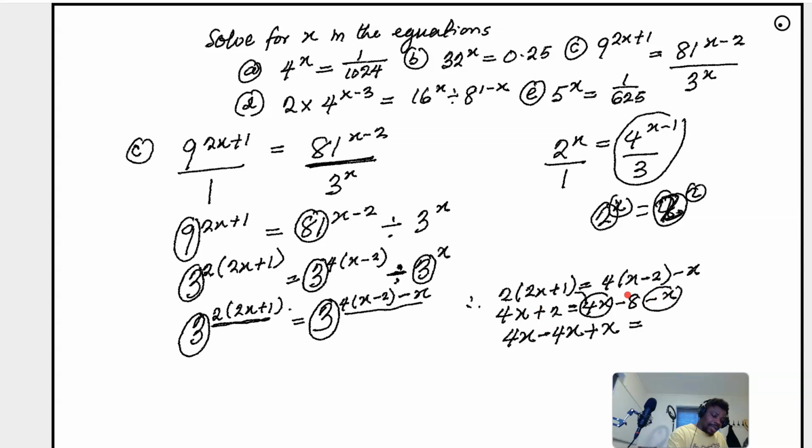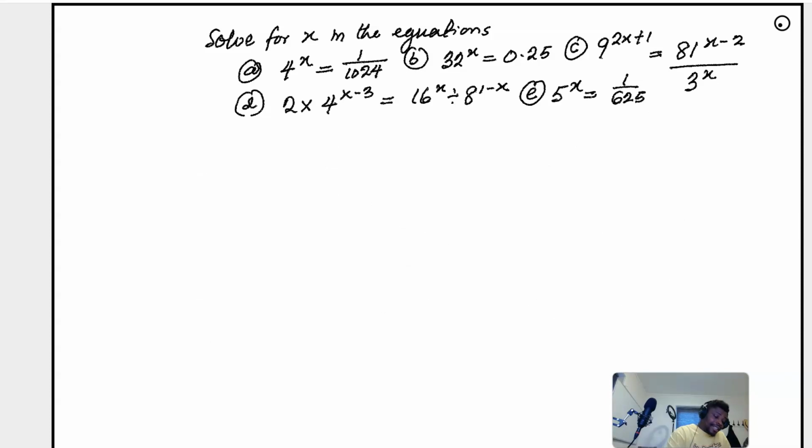So what is left on this side? Minus 8. Now here, plus 2x. Let's take it to the other side because it doesn't have x. That is minus 2. So 4x minus 4x is 0. Then x is equal to minus 8 minus 2, that is minus 10. So our x is equal to minus 10. Easy. Let's go to the next question.